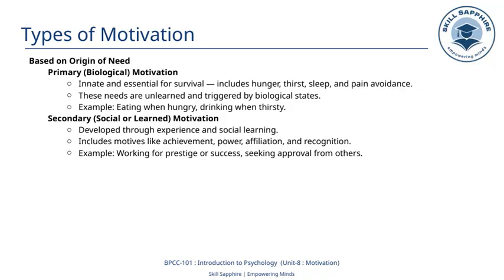Now, let's explore the different types of motivation based on the origin of needs. First, we have primary or biological motivation. These are innate needs that are essential for our survival. Think about hunger, thirst, sleep, and the need to avoid pain. These are automatic responses triggered by our biological states. For example, when you're hungry, your body signals you to eat.